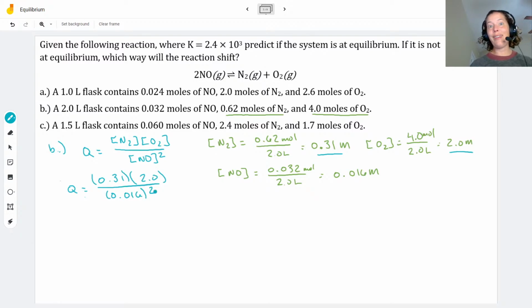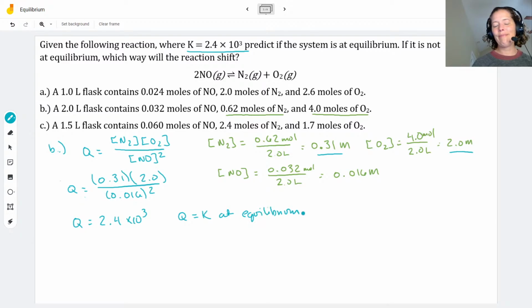Now don't forget to square that. That's a really easy thing to do, is to forget to square that. Okay, so this gives me a Q of 2.4 times 10 to the third, which, when you know it, is the same as K. So we've got Q is equal to K, so this is at equilibrium. All right, so B is at equilibrium.